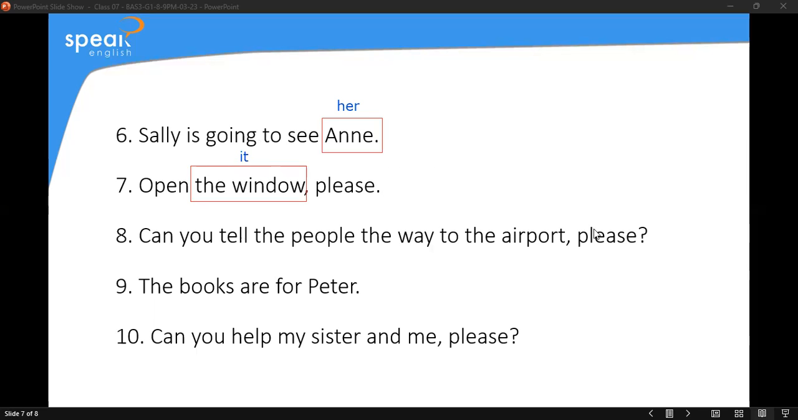Let me see. Marina? Can you tell the people the way to the airport, please? Okay, thank you very much. So what is the object in this case? The people. Are you sure? Okay, the people is one object. That is true. This is the indirect object. But what is the direct object? What can you tell?